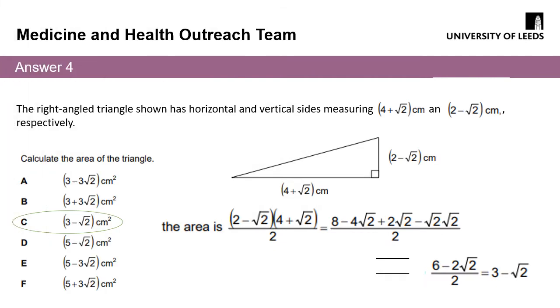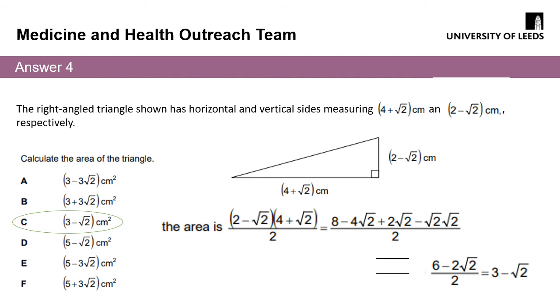The correct answer for question 4 is option C. As you can see, we've got a right angled triangle. You should know that the area of a triangle is a half times the base times the height. In this question, I've provided some working. We know that the height is given as 2 minus root 2. So in this case, the area would be, in brackets, 2 minus root 2, times, in another pair of brackets, 4 plus root 2, and all of this is divided by 2.